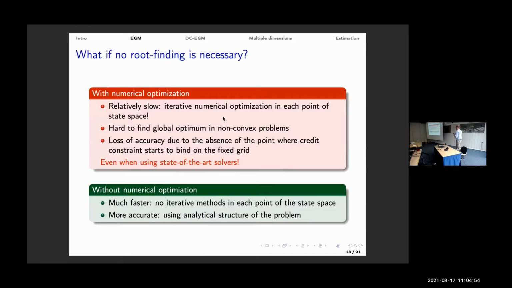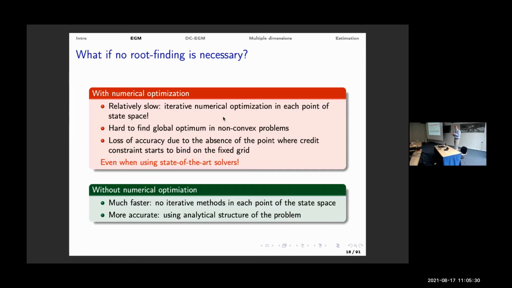All right, so here's the dream. What if no root finding is necessary? Well, we don't have all of these complications, but the one that I want to point out is that if you have credit constraints, that means that there is a level of wealth at which the credit constraint just starts to bind, okay? Because if you have less wealth then you consume everything, you have a little bit more then you start saving. So that particular point is going to be very hard to pinpoint with the fixed grid over wealth, right?